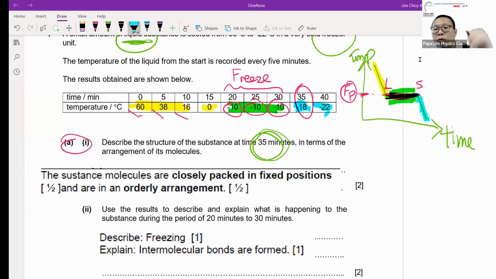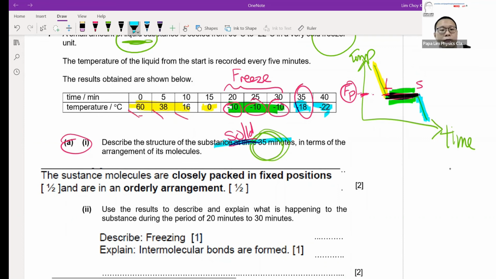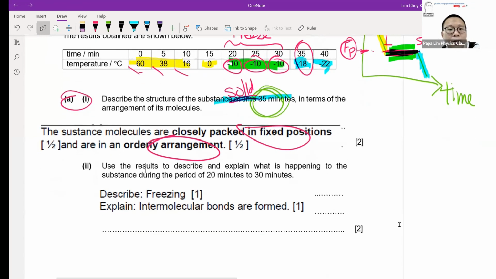Okay, so this blue color one will correspond to the blue color one on the graph. So when we talk about 35 minutes, when we talk about the molecular structure, we are not interested in the liquid structure already, because at 35 minutes the structure we are looking at is actually a solid structure. The blue color line here is the solid structure already. So when we talk about the structure of solid, you will be talking about strong intermolecular bonds, vibrating about fixed positions, in an orderly manner. So this is how I know what arrangement I am looking at, not by guessing, but by deducing.